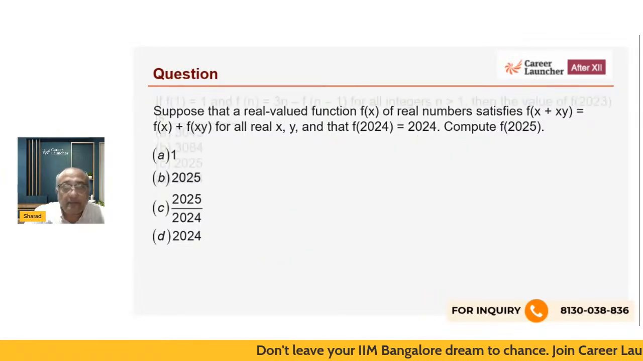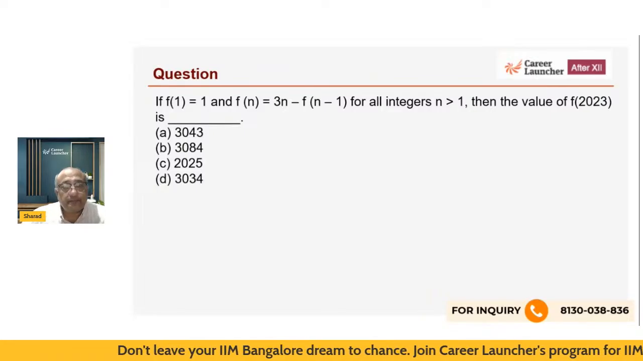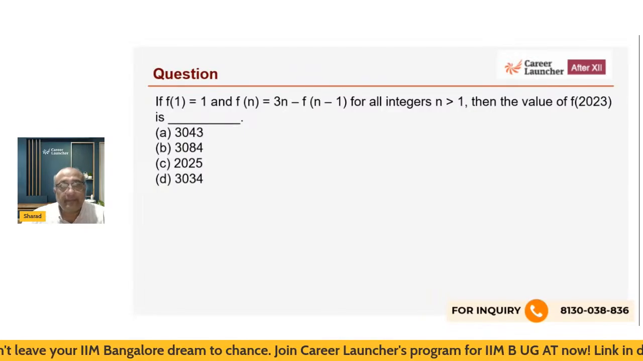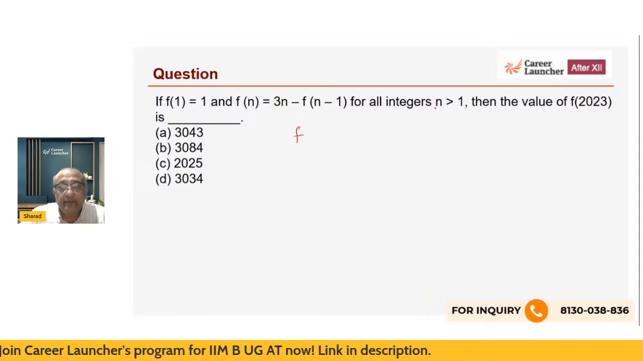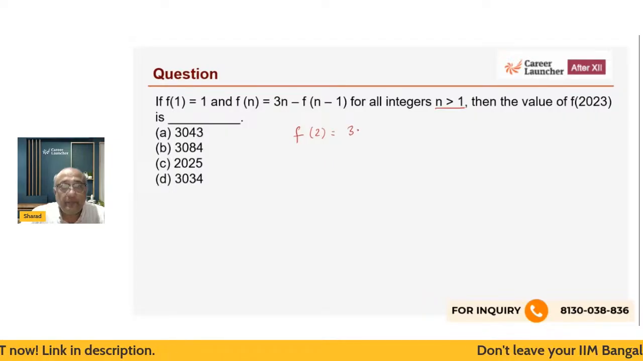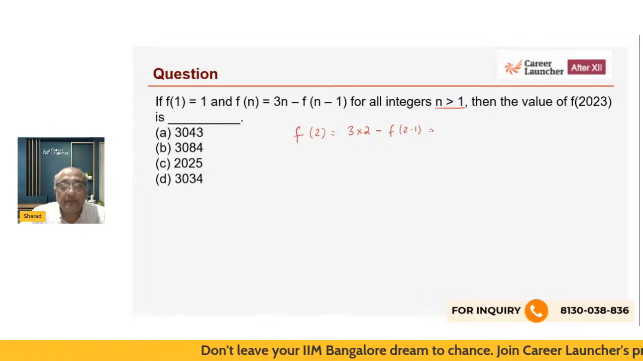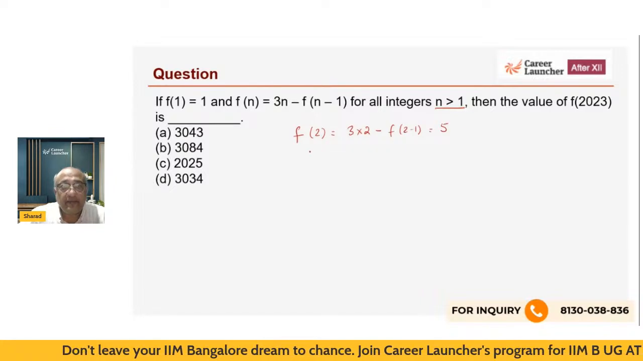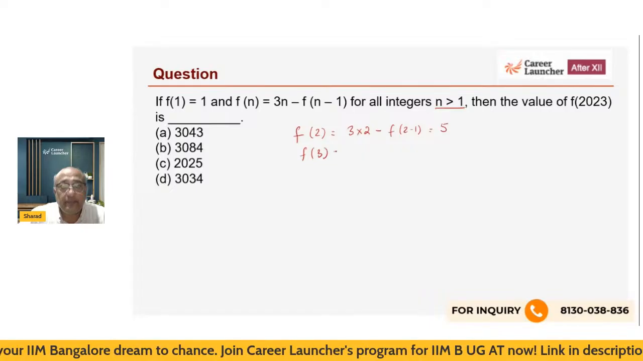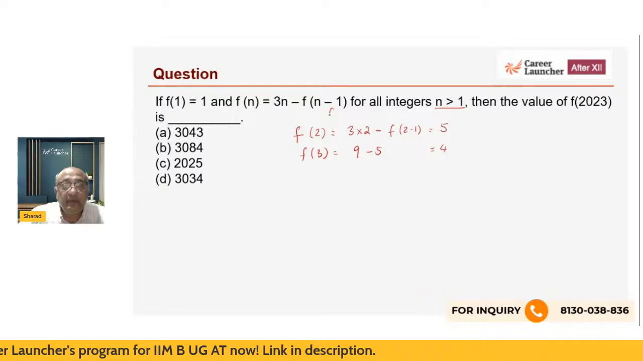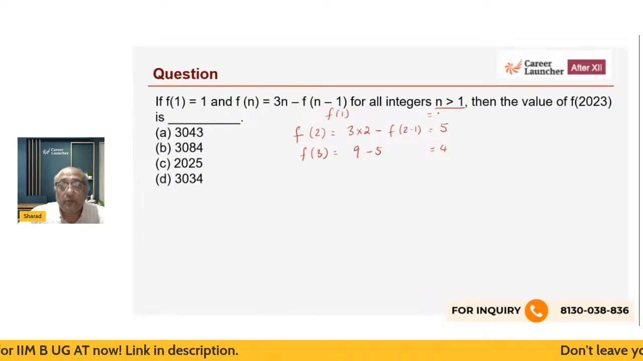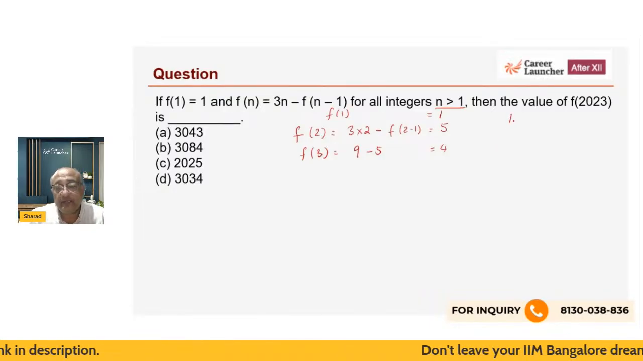Go to the next part, which is this question. Take some time. Similar concept. n greater than 1, which is the integer which you have in mind. I have 2. I'll put f(2): 3 into 2 minus f(2 minus 1), which is equal to f(1). So this value is 5. So what do we have? f(2) is equal to 5. Similarly, put 3. So this will be 9, 9 minus 5. This is equal to 4. Already we have f(1) is equal to 1. So we have, oh my god, there's no sequence turning out.